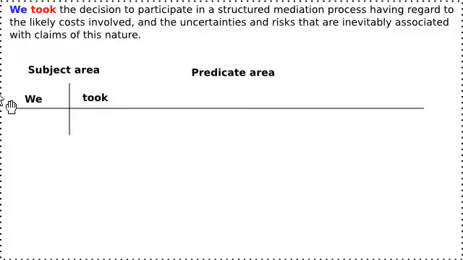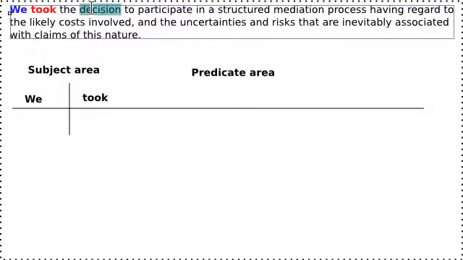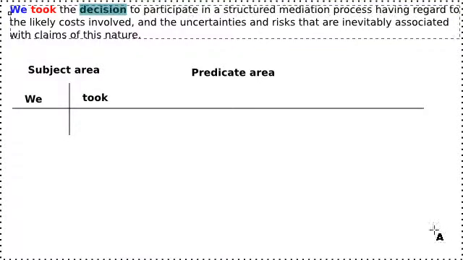Next question, what did we take? What might be the object or the predicate noun or pronoun or predicate modifier? We took the decision. Decision is what we took. We'll make decision bold, and I always put objects in green.